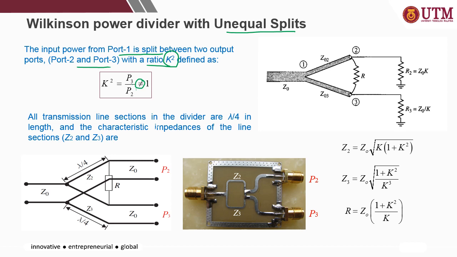Okay, all transmission line sections in the divider are lambda over 4 in length, and the characteristic impedance of the line sections Z2 and Z3 can be calculated by using the following equation. The resistor connecting between port 2 and port 3 can also be calculated by using this equation, which is dependent on K. K is the power division ratio.